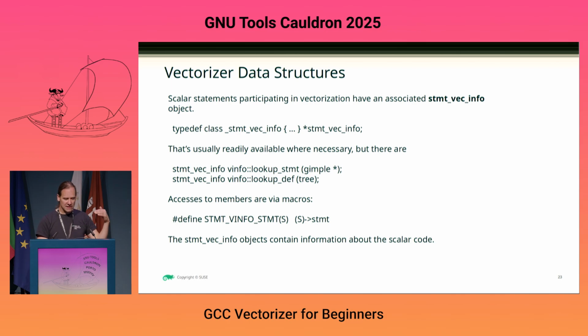So each of the scalar statements during analysis gets a stmt_vec_info structure. The vectorizer goes over all of the statements in a function or in a loop and allocates a separate structure. It links to them via the gimple UID, so you can't reuse that in the vectorizer in any other way. We should put in there information that's specific to this original scalar statement, and members are accessed via the macros.